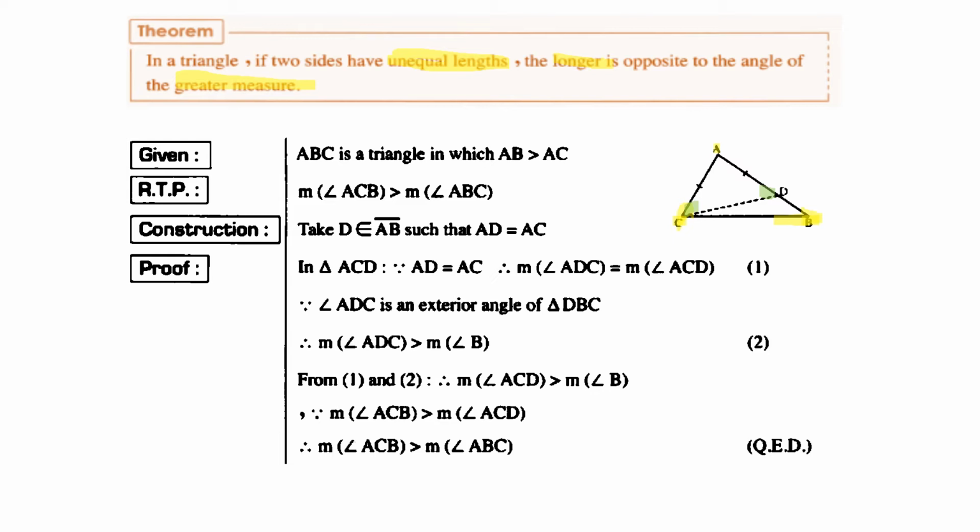Angle ADC is an exterior angle of triangle DBC. So the measure of angle ADC is greater than the measure of angle B, because we know that in any triangle, the exterior angle is greater than any angle in the triangle except the adjacent angle. From 1 and 2, which say that we have two equal angles and the exterior angle is greater than the interior angle, we can say that angle ACB is greater than angle B.